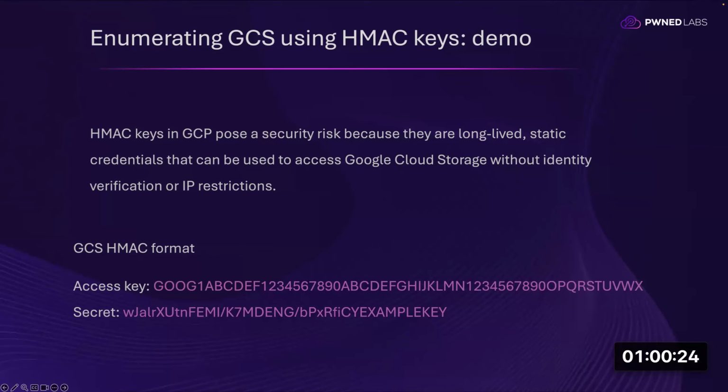So we are going to carry on with enumerating Google Cloud Storage using HMAC keys. It's worth keeping in mind that HMAC keys are really only scoped for Google Cloud Storage. You can't use HMAC keys to enumerate IAM or any other services like that. They pose a security risk because they are long-lived static credentials that can be used to access Google Cloud Storage without identity verification or IP restrictions. We'll also touch on a bit later how there's a lack of visibility in terms of auditing as well.